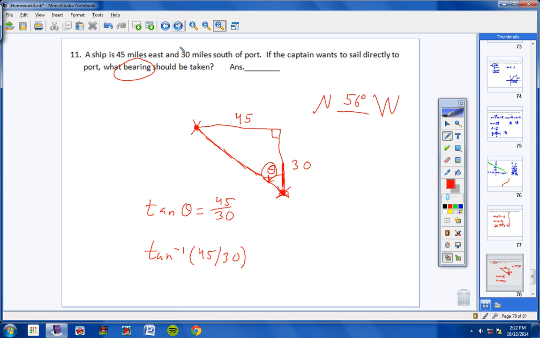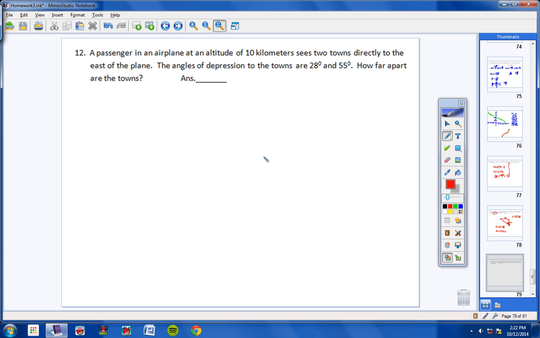All right, number 12. Okay, a passenger in an airplane is at an altitude of 10 kilometers. Here's the ground.